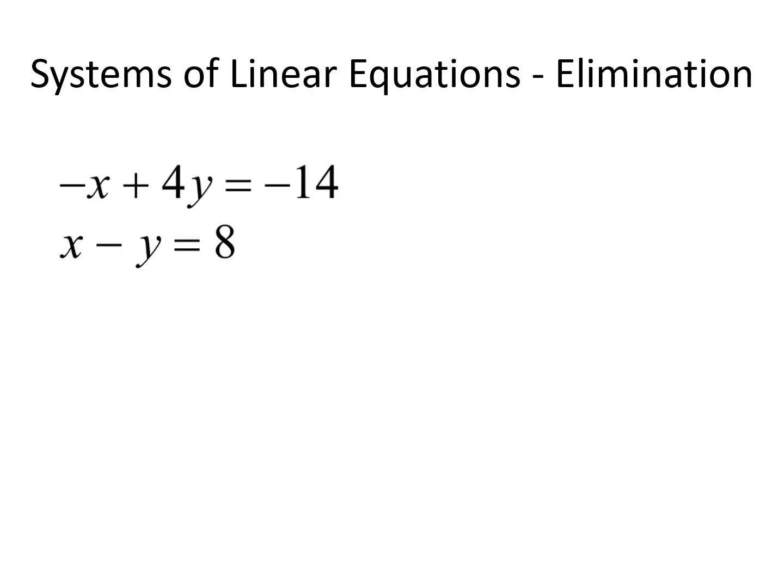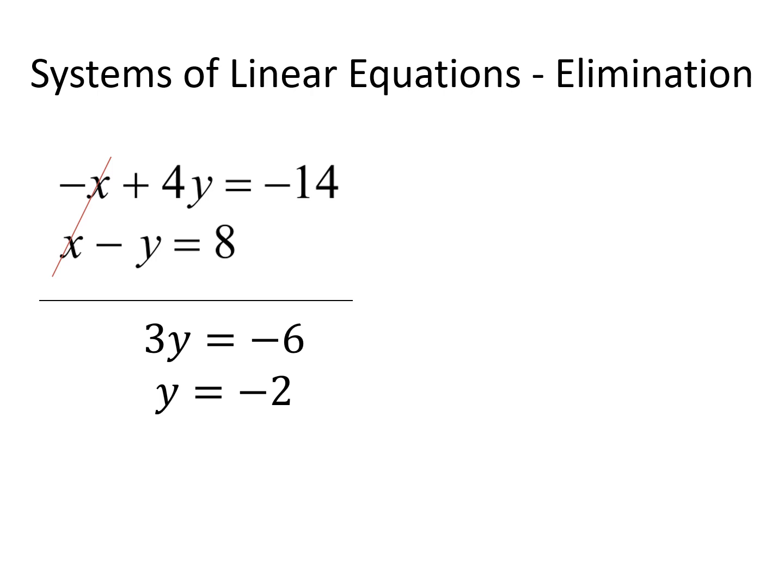So in this case I've got negative x plus 4y is equal to negative 14, and x minus y is equal to 8. It's not easy to substitute, but if you notice on top and bottom I've got a positive x and a negative x. So if I add top to bottom, both those x's cancel out. Now 4y minus 1y is 3y. Then I also have negative 14 plus 8, which is negative 6. Divide by 3, and I get y is equal to negative 2.